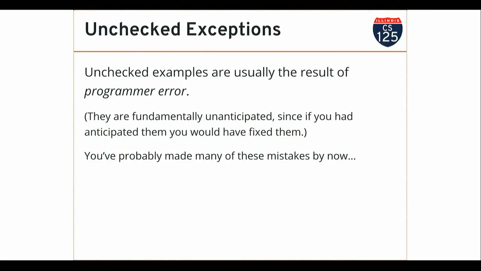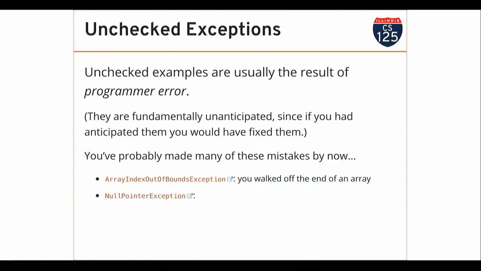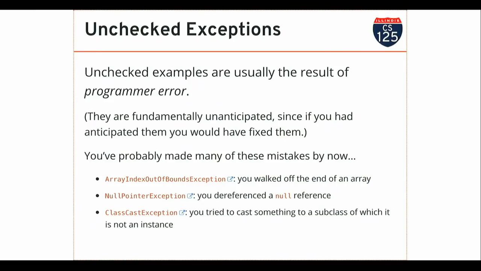If the compiler was able to tell you made a mistake, it would have told you when it compiled, but it's not smart enough to do that, okay? Now again, you guys have made a lot of these by now, right? Array index out of bounds exceptions, right? You walked out the end of an array. Null pointer exception, you didn't check for null before dereferencing something. Class cast exception, you guys saw some of those when we were working on polymorphism. Usually you try to downcast something to a subclass that it's not an instance of.